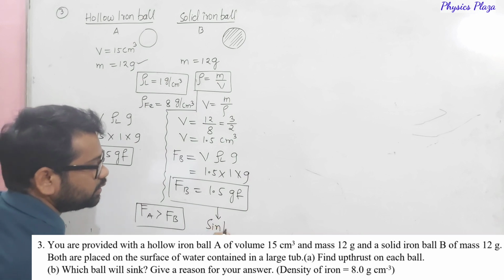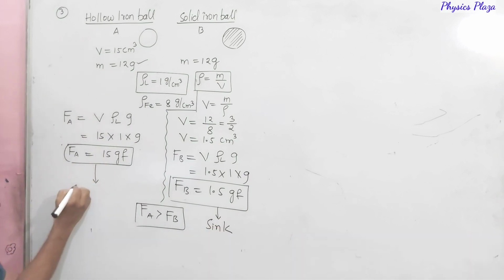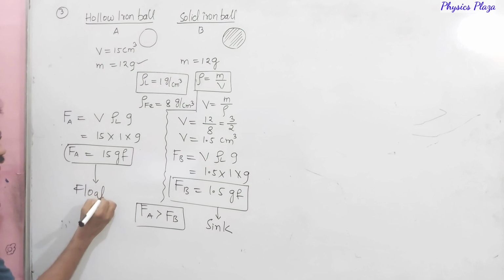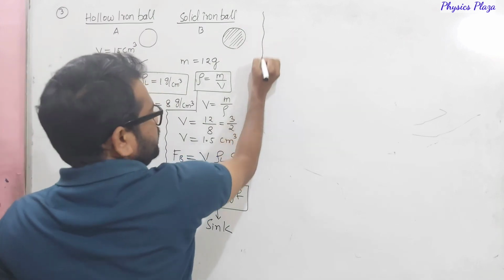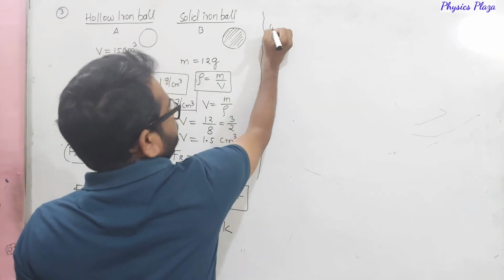This will sink, whereas this body will float. This body will float. Okay. Now let us move to the numerical 4.